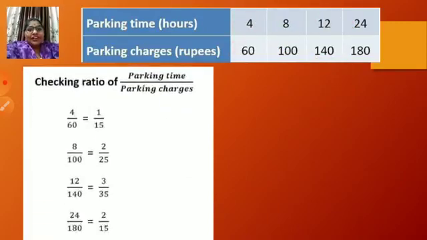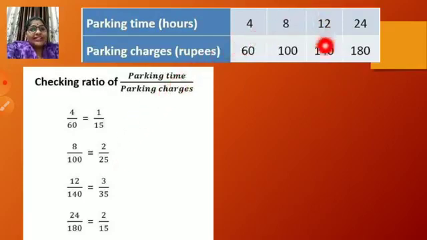So let us find out. That is 4 upon 60. When we bring it into the simplest form, this ratio, that is x upon y, it will be 1 upon 15. Let us take the second ratio, that is 8 upon 100. When we simplify this, children, we will get 2 upon 25. Now here you can see this is 1 upon 15. The second ratio I got 2 upon 25, which is not equal.